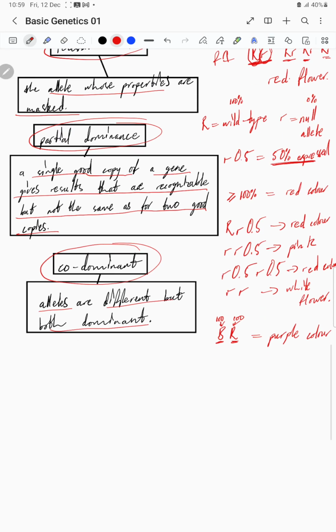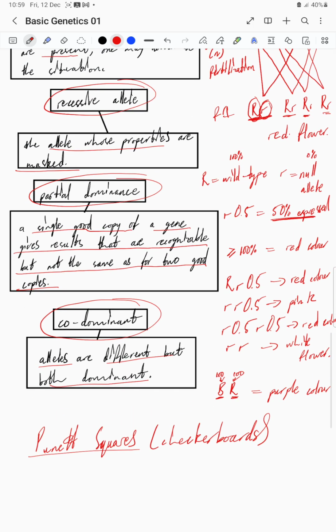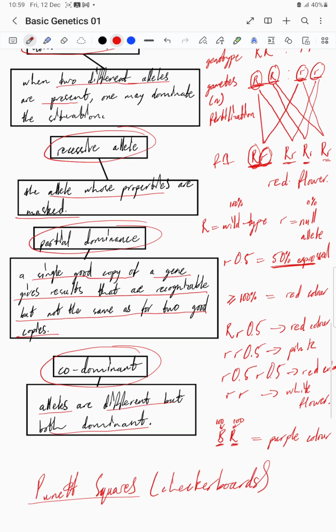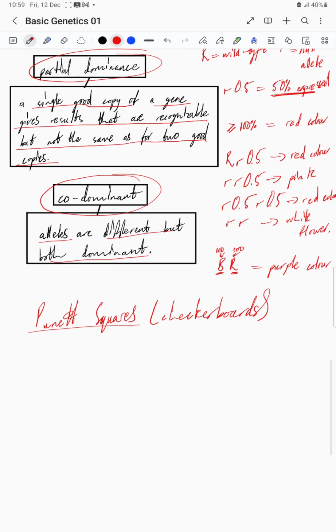So we have what are called Punnett squares, or we can call them checkerboards. So let's just have a look into the combination of the genotypes using this Punnett square.